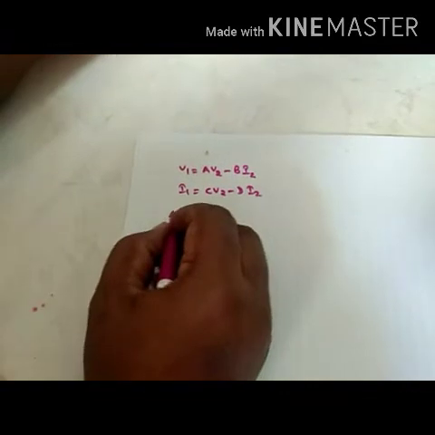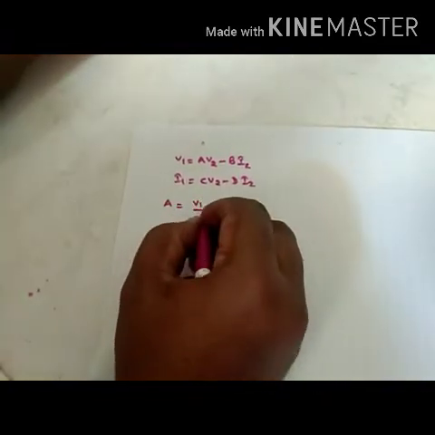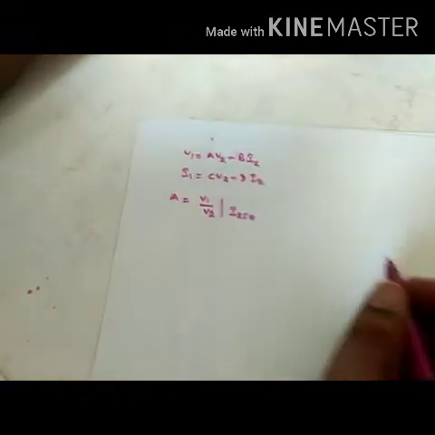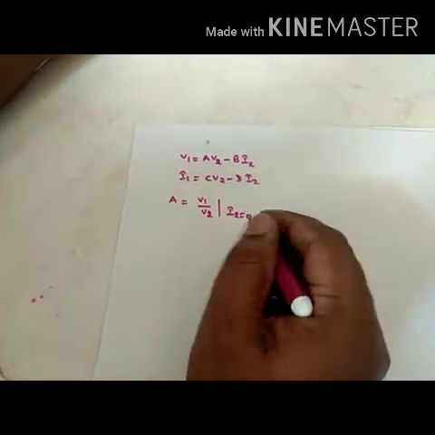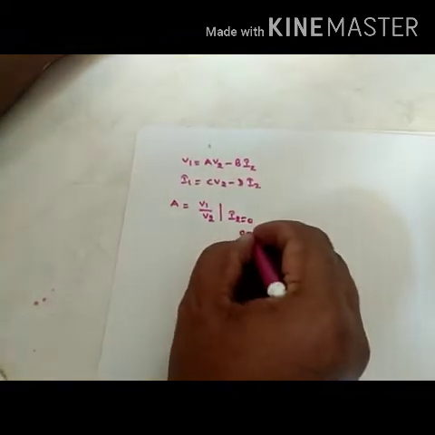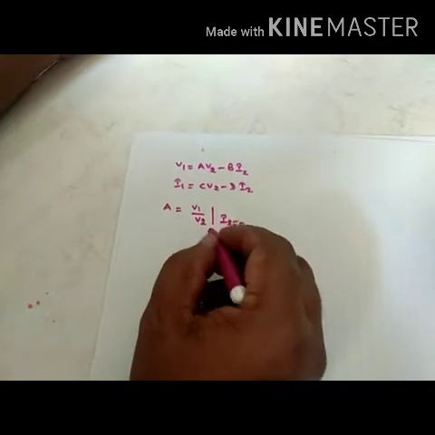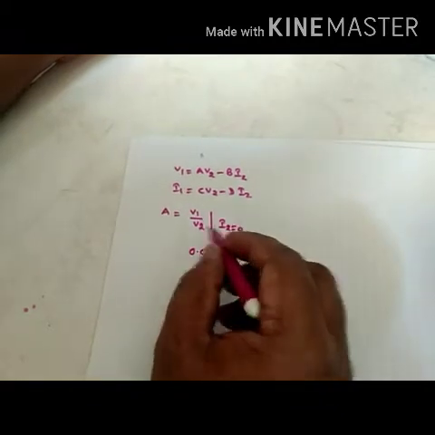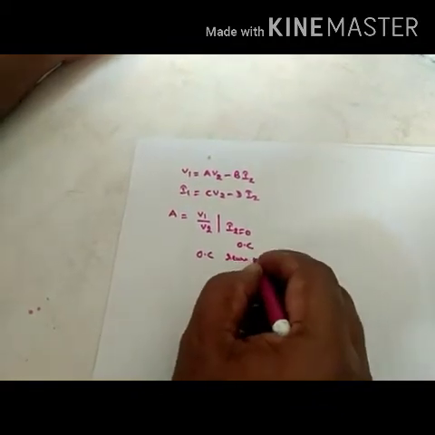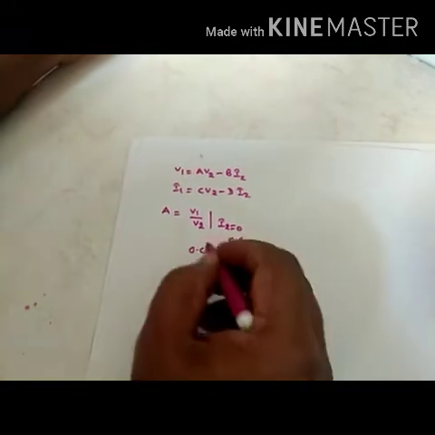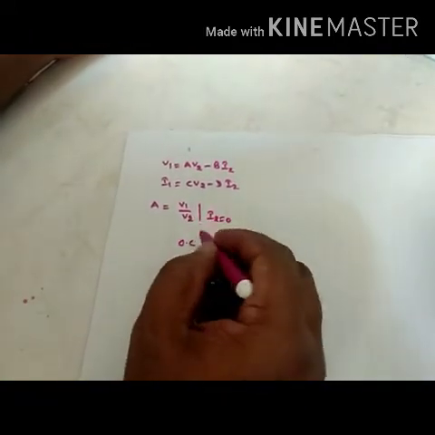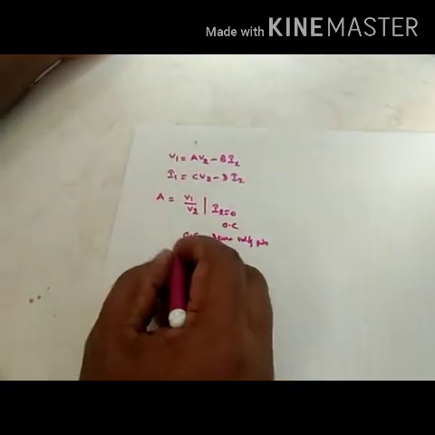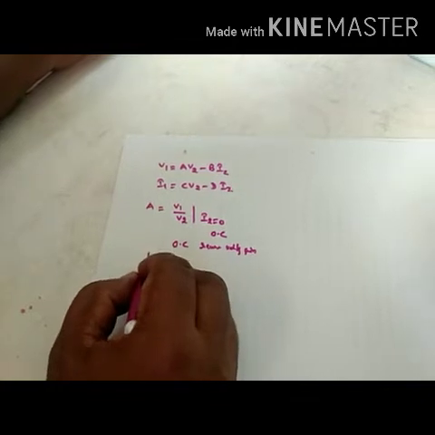Now A is equal to V1 by V2 when I2 is equal to 0. When I2 is equal to 0, that is open circuit. A is the open circuit reverse voltage gain, input by output. There are no units; it is a gain, the open circuit reverse voltage gain V1 by V2. Generally people use 1 by A.